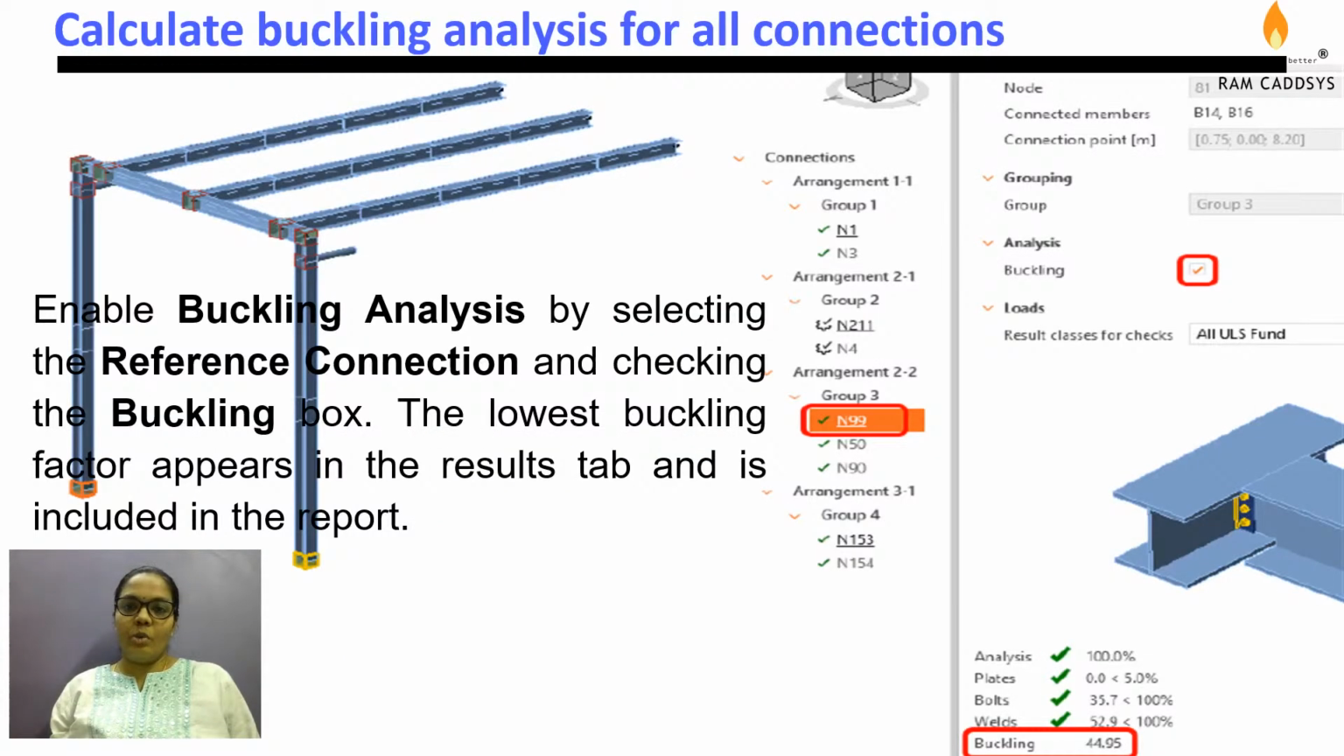In addition to the above enhancements in the Checkbot application, you can enable buckling for all connections. So you can enable the buckling here, and it will analyze the buckling for all the connections and display the lowest buckling factor, which can be shown in this result tab, and it will appear in the report too.